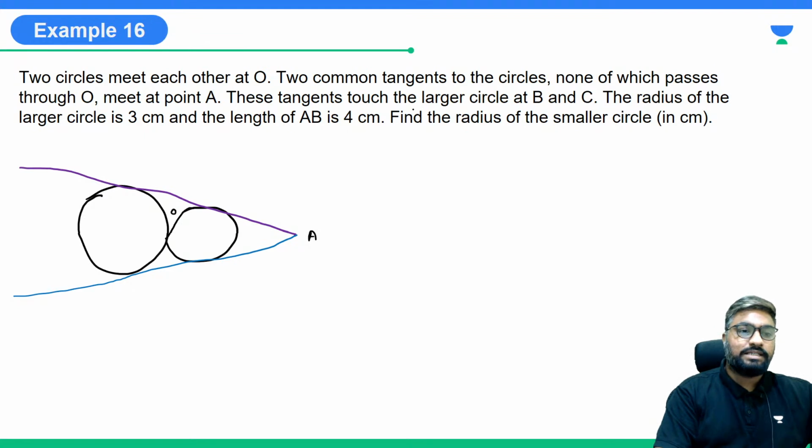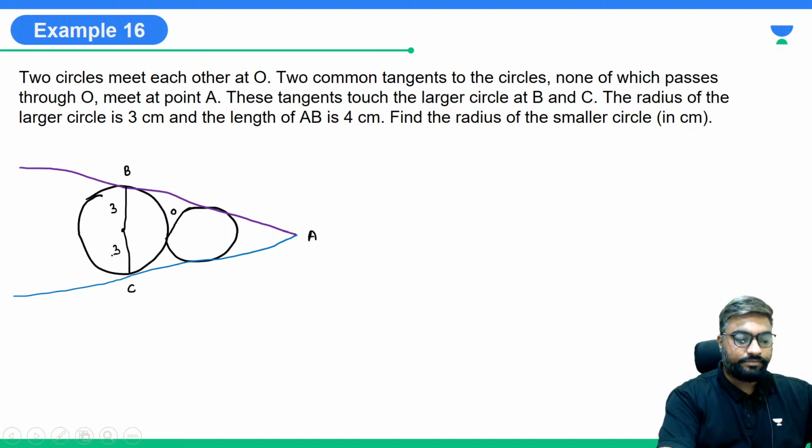These tangents touch the larger circle at B and C. So this is B, this is C. The radius of the larger circle is 3 centimeters, they are saying. 3 centimeters. This is also 3 centimeters, the radius. And what else is said? The length of AB is given. AB is 4 centimeters, A to B. They want us to find the radius of the smaller circle. This will be the radius of the smaller circle. This is our unknown.